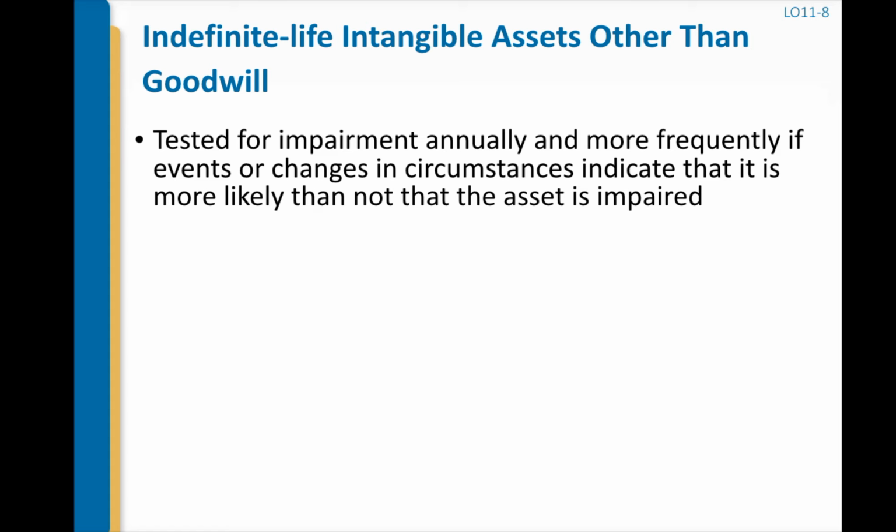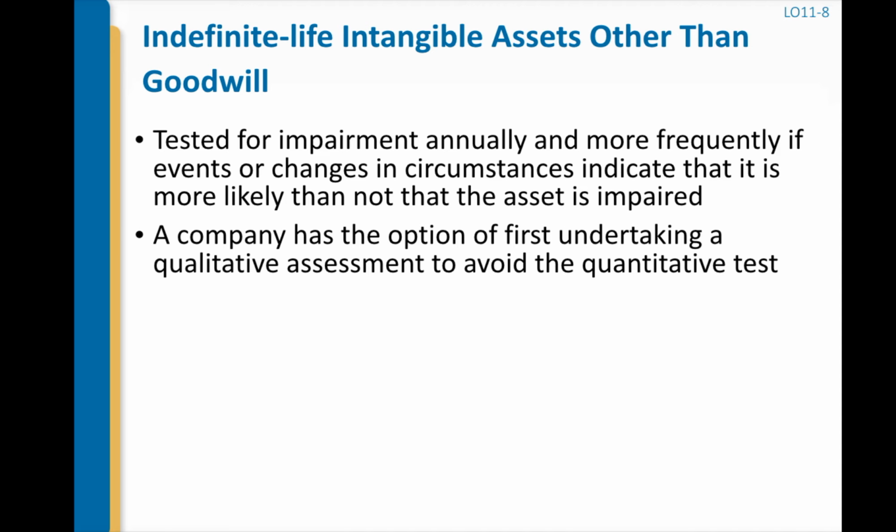So indefinite life intangible assets that are not named goodwill should be tested for impairment annually, and then again follow that standard. If there has been some event that's suggestive that impairment would have occurred or could have been caused by the event, then you want to take a look at it.